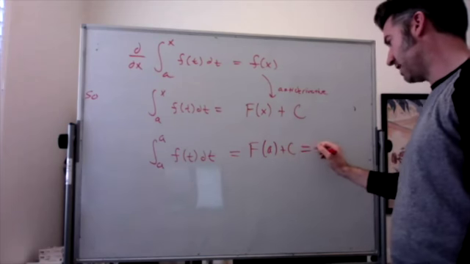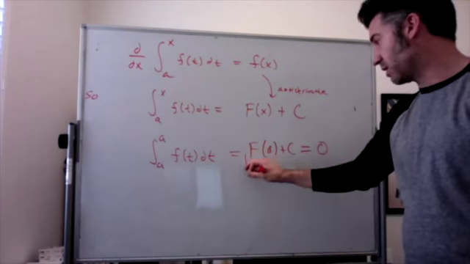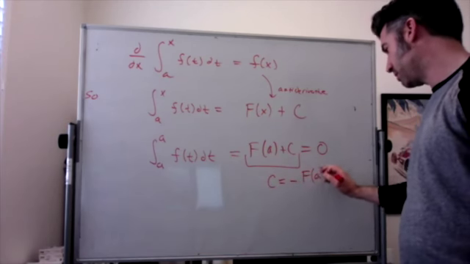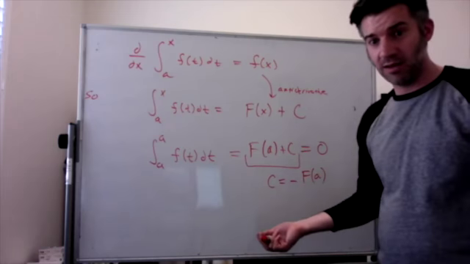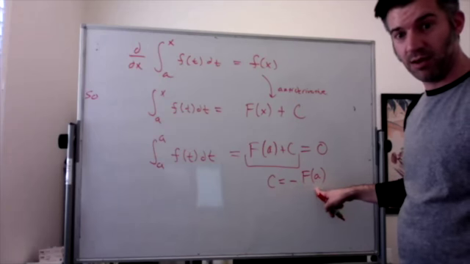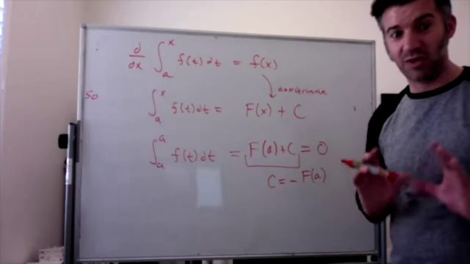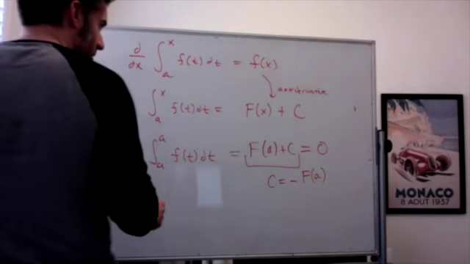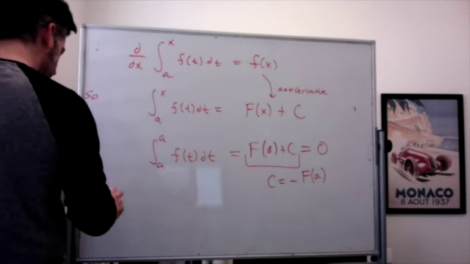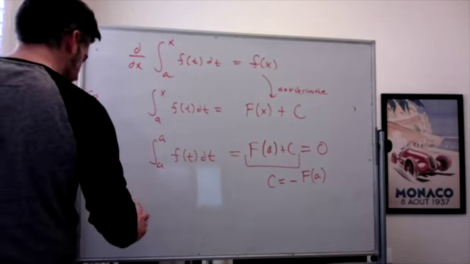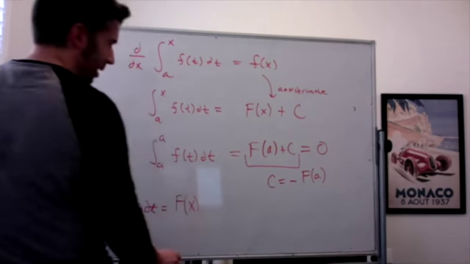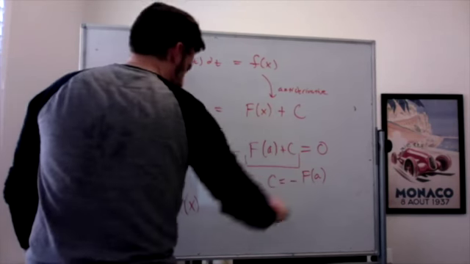But we just said that's equal to 0, which means that the constant here is equal to negative capital F of a. So whatever the antiderivative is, c is equal to the negative of the antiderivative evaluated at whatever a is. Okay, well now check this out. This is the cool part. So I just found that the integral from a to x of f of t dt is equal to the antiderivative of x plus negative F of a.